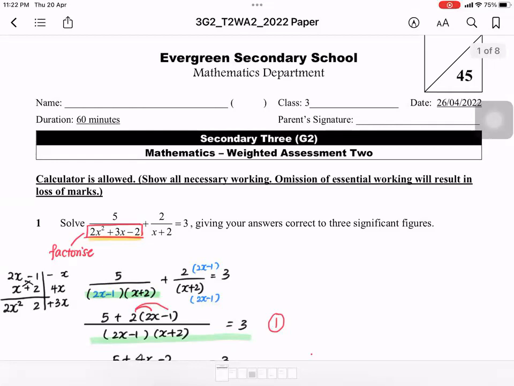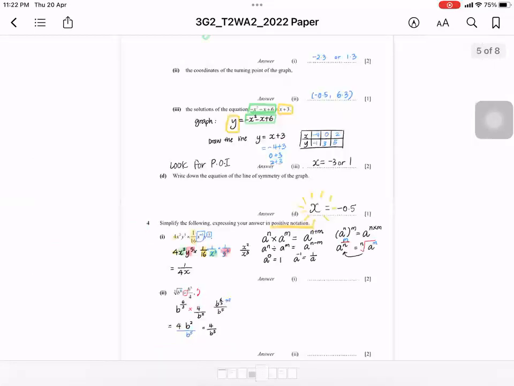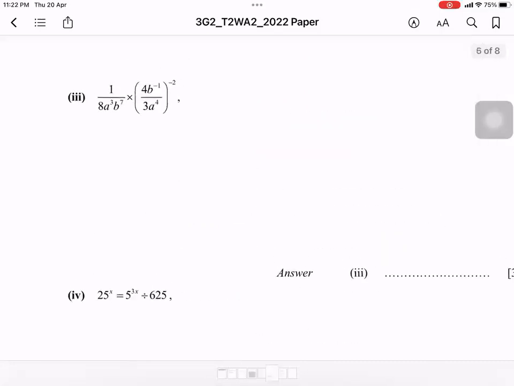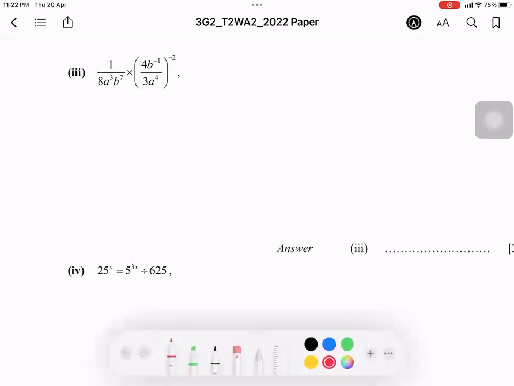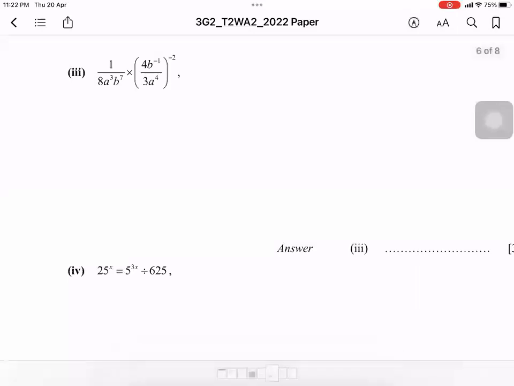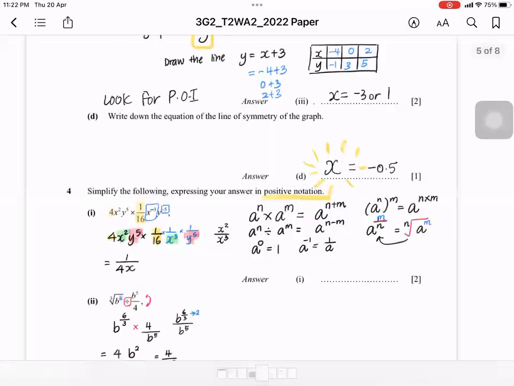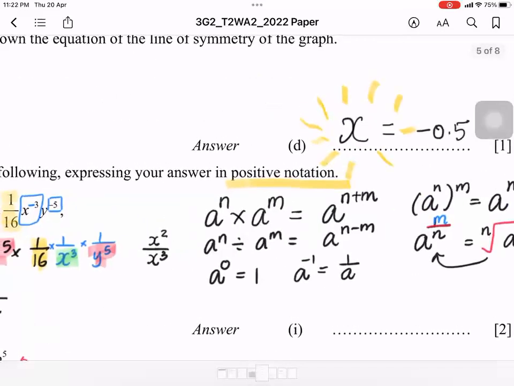Looking at Sec 3 weighted assessment 2 in year 2 2022. Alright, so I went through some of the questions in class already, so I'm going to continue to the remaining questions. We already stopped at question 4, so now we're going to continue with question 4 part 3. Right now, we are supposed to simplify these, leaving your answer in positive index notation. Let's take a look.